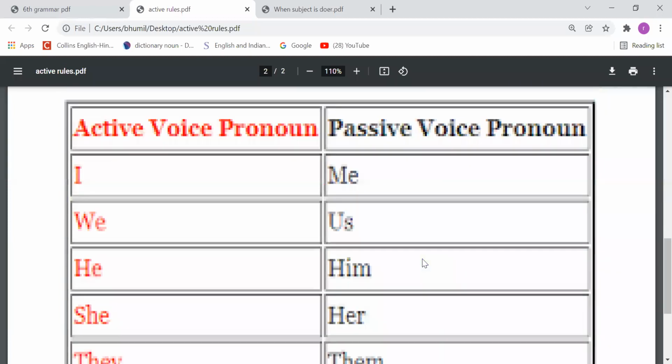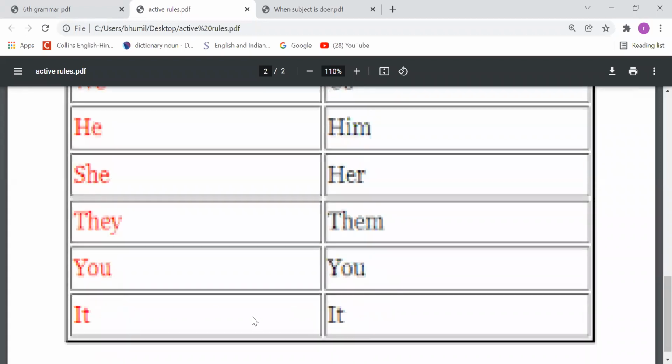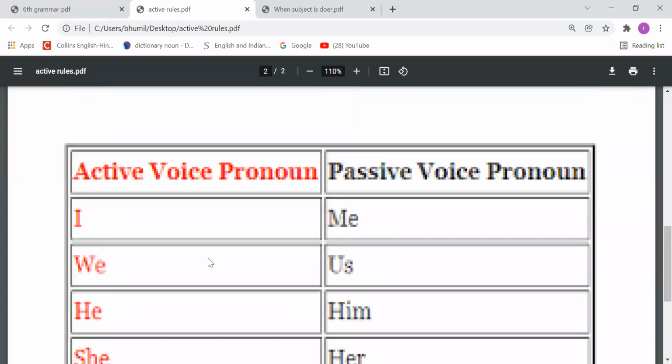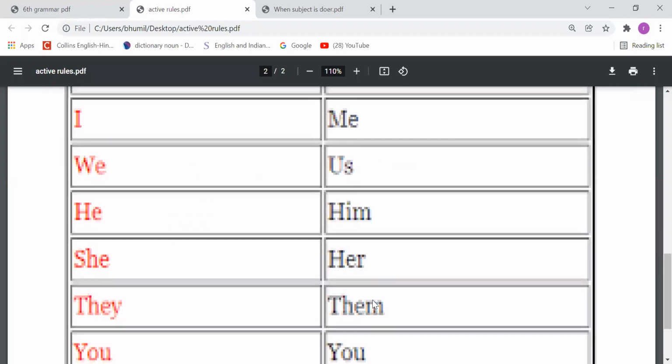And we have also understood that whenever in an active sentence there is I, we need to change it into me. We will be changed into us, he into him, and she into her. They will be changed into them. You, the same, we write you, and it we also write it, because these are the subjective case and these are the objective case, right? According to the case we have to write the pronoun.